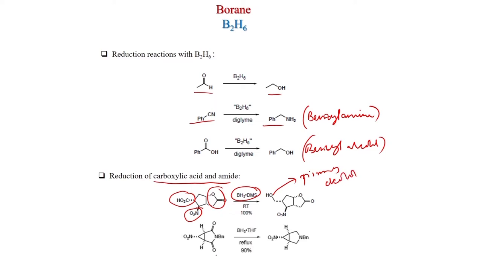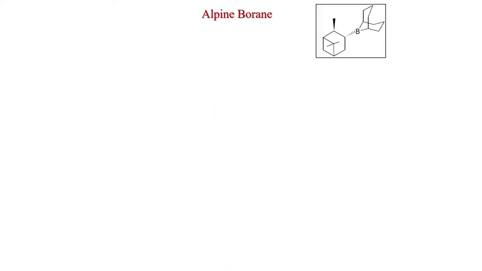Also, this is an imide here, and the cyclic imide and nitro group is present, with BH3 THF reflux. You get 90% yield of this product. So, this is an amine product you get. Both these carbonyl groups, amide carbonyl groups, are getting reduced, and nitro group is untouched. So, we can tell this is selective reduction. Selective reduction of carboxylic acid and amide is possible in presence of other functional groups.